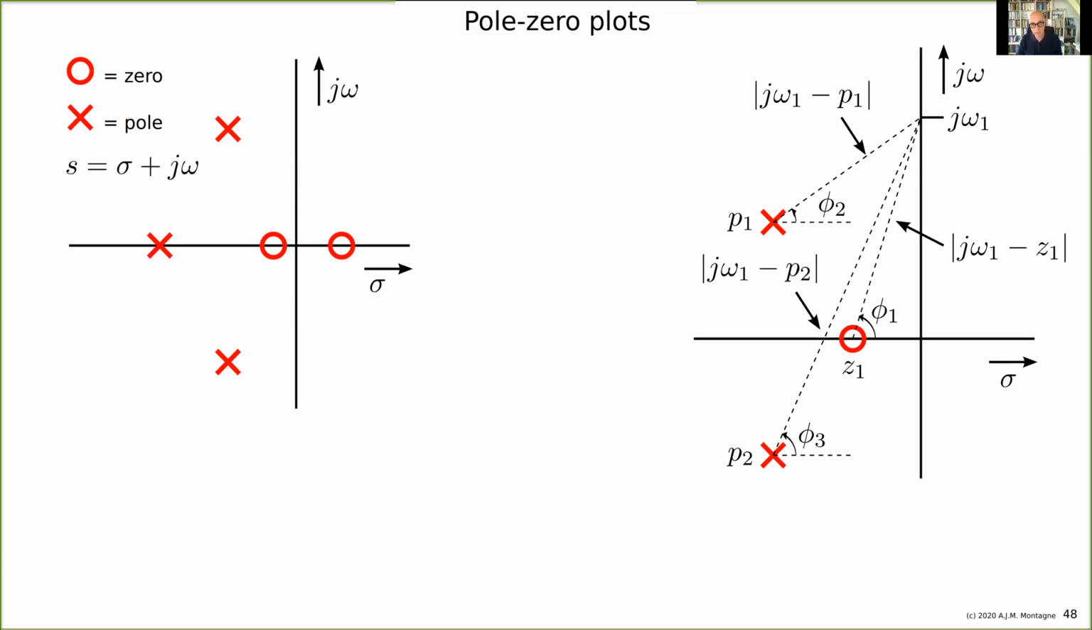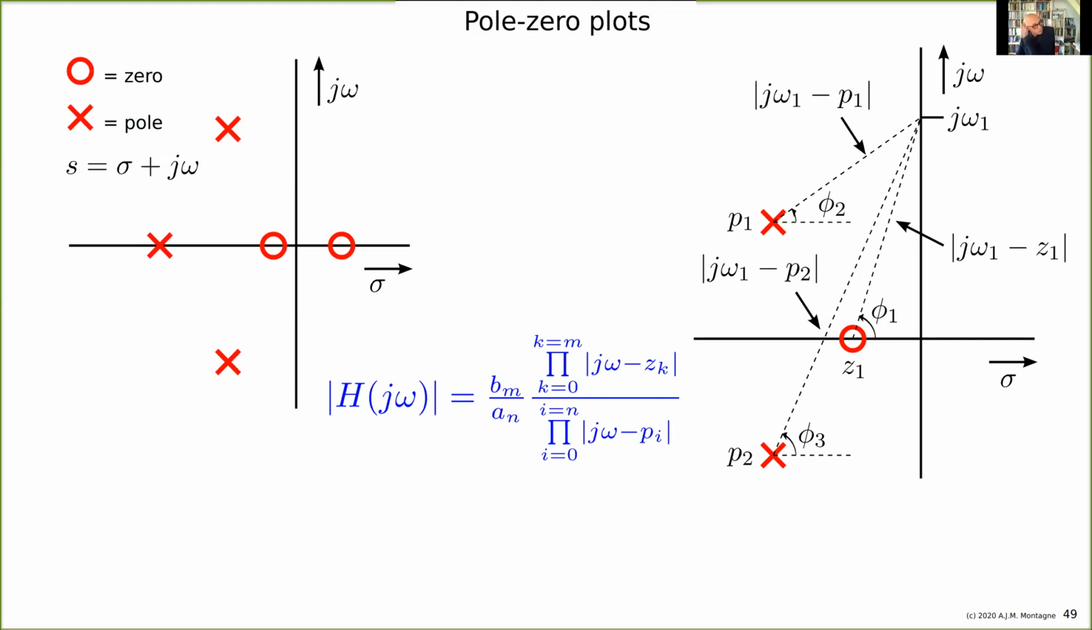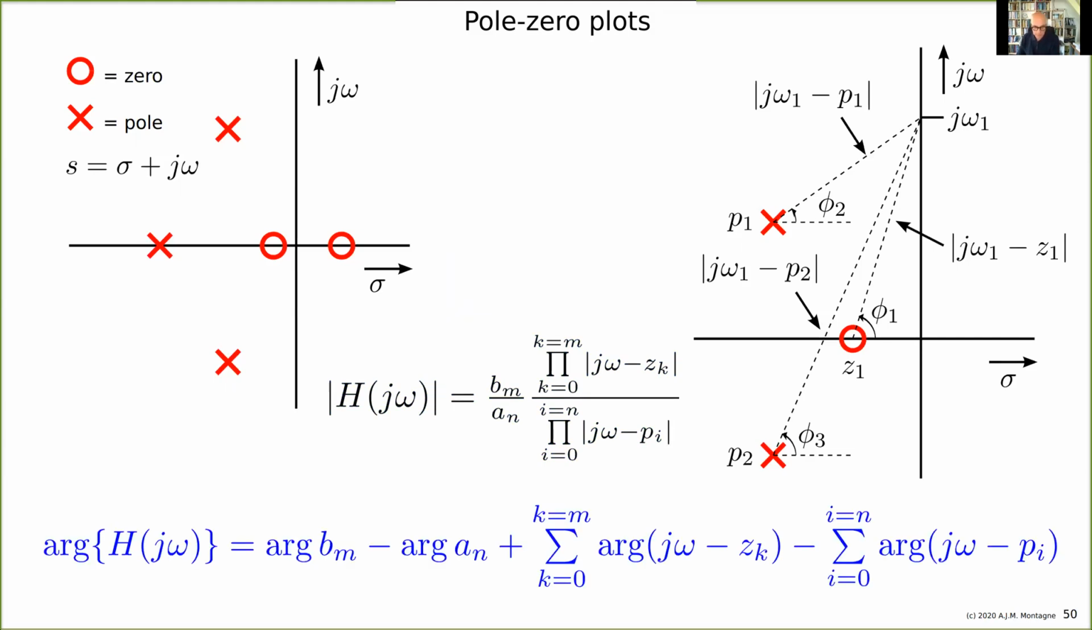The angles you can find in a similar way. It's the angle with the positive x-axis from the vector jω, the frequency that you want to have, to the pole, or to the zero, of course. So here it is again, the expression that we have seen before. And here is how the arguments and the magnitude are calculated.